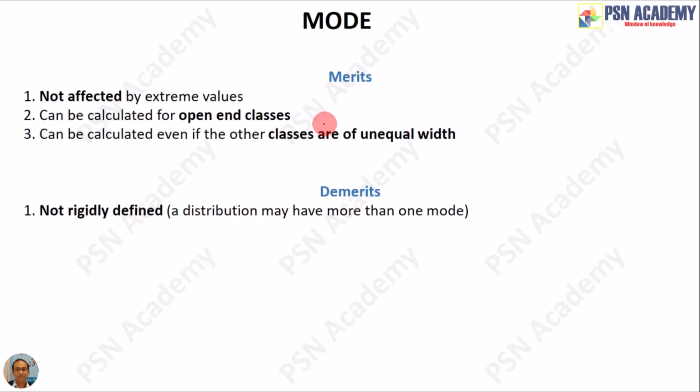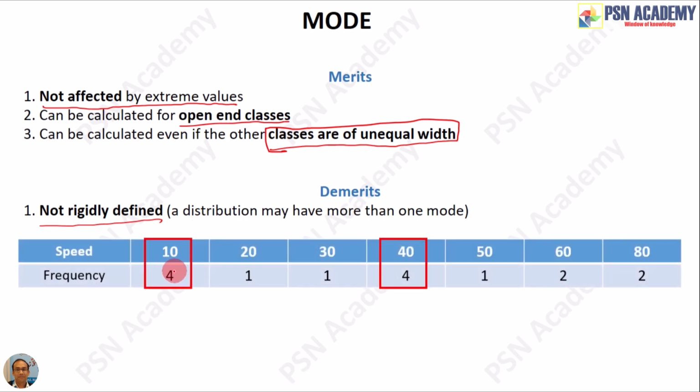Now we go with the merits and demerits of mode. First, mode is not affected by extreme values. It can handle open-end classes also. And the most important thing is that the classes may have unequal width, because mode does not care about the width of the non-modal classes. And the demerit is that it is not rigidly defined, since a dataset may have more than one mode. For example, you see this 10 has 4 as a frequency, and this 40 also has 4 as frequency. So this is a bimodal distribution.